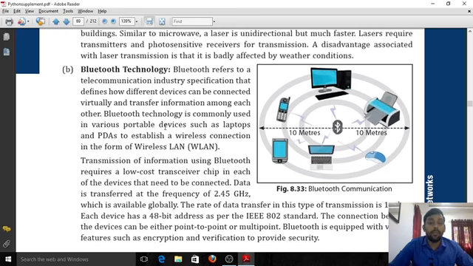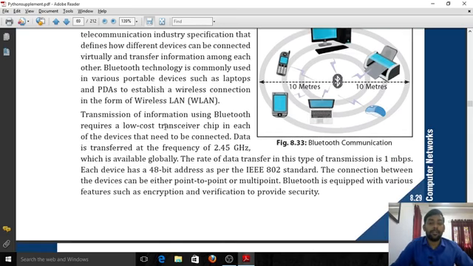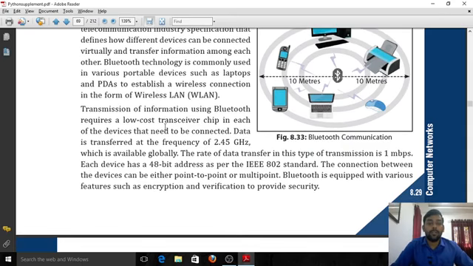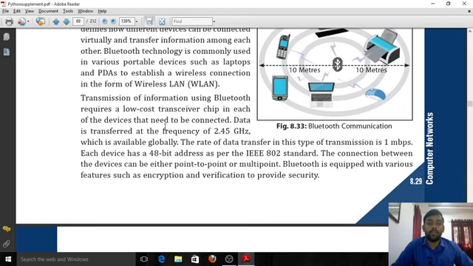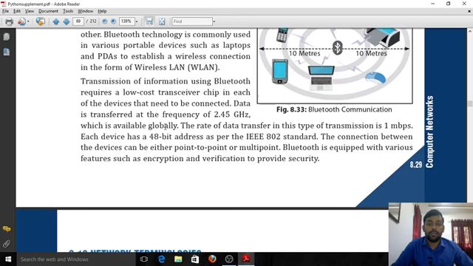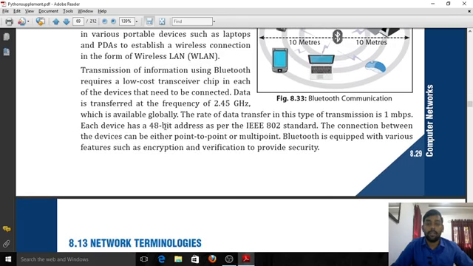Then Bluetooth technology refers to a telecommunication industry specification that defines how different devices can be connected wirelessly. It's a kind of PAN, a personal area network. It establishes a wireless connection in the form of a wireless LAN, and it can also be thought of as a wireless LAN. PAN is the correct terminology. Information is transmitted using Bluetooth with a low cost transceiver chip, based on an IEEE 802 standard.